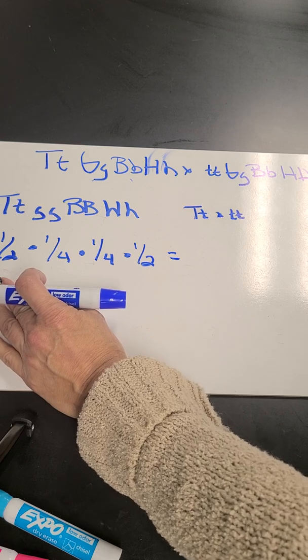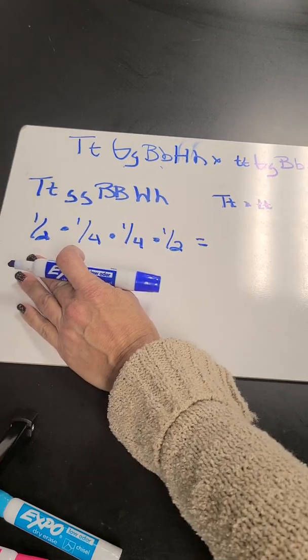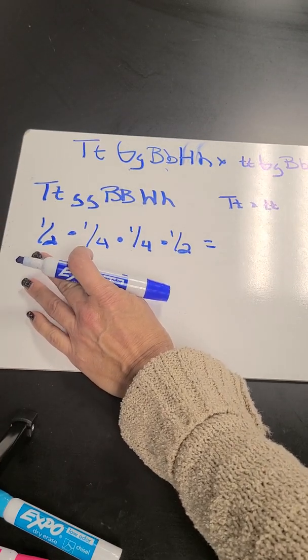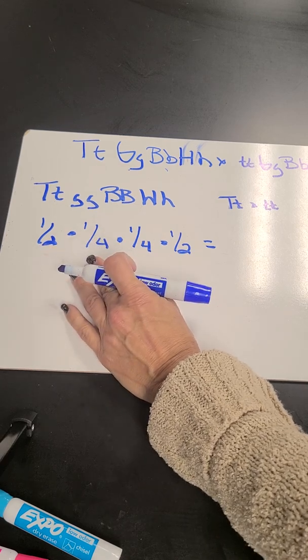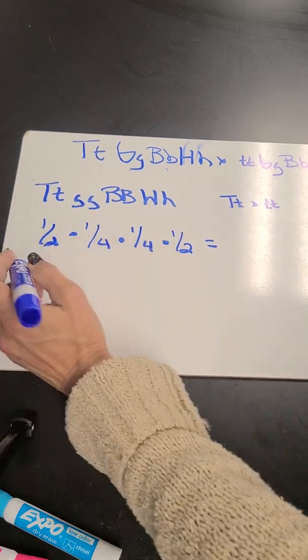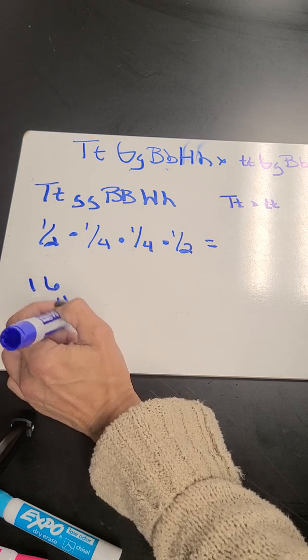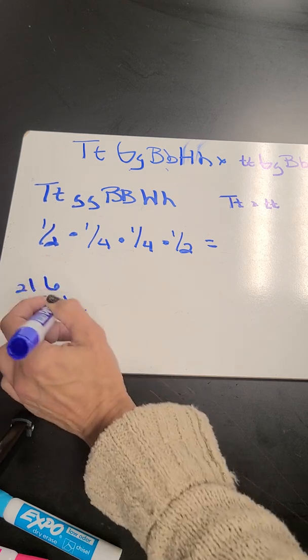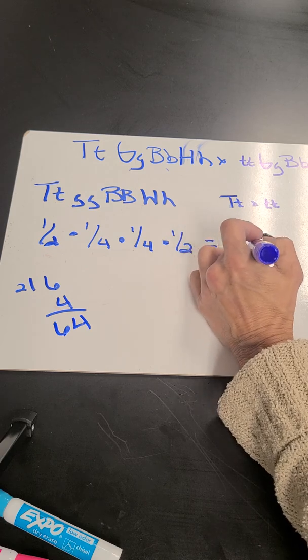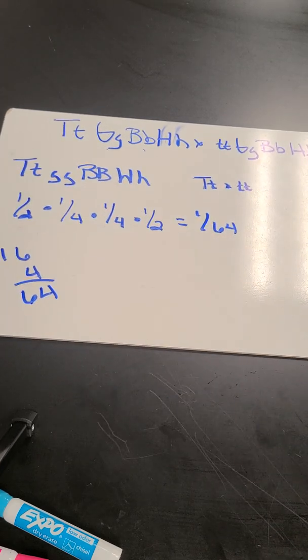And then you multiply, which I would probably need a calculator. We'll say 2 times 4 is 8. 8 times 2 is 16. I'll just get that 16 times 4, so that's 64. So 1/64th, assuming that I did the math correctly.